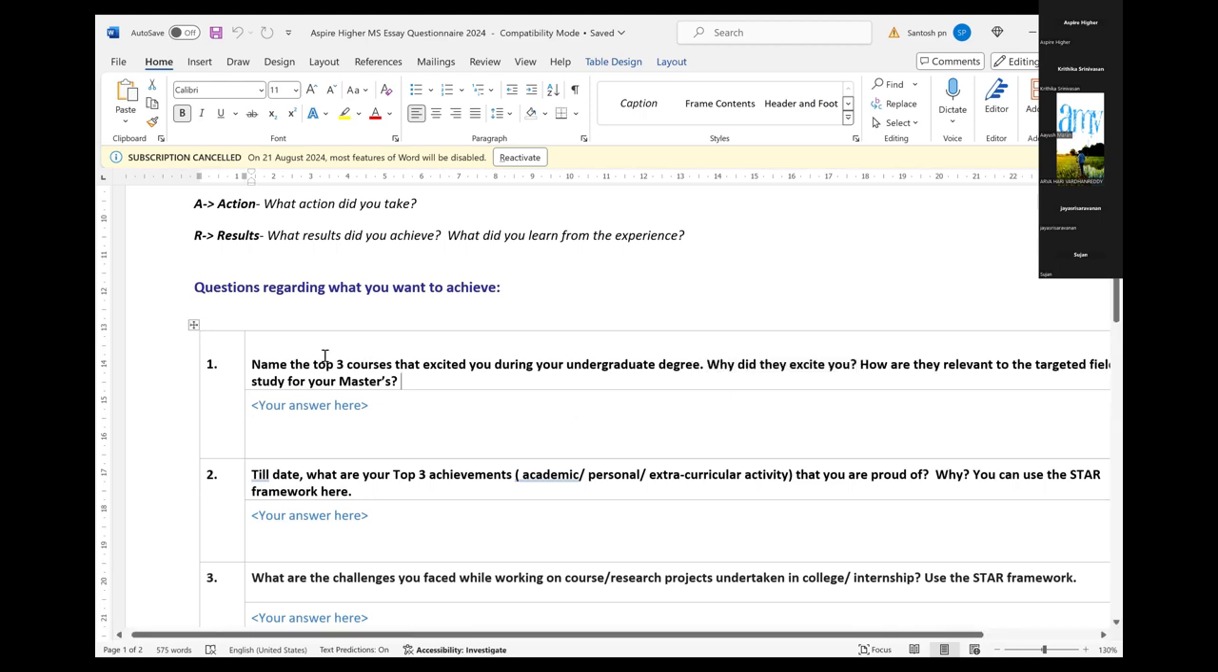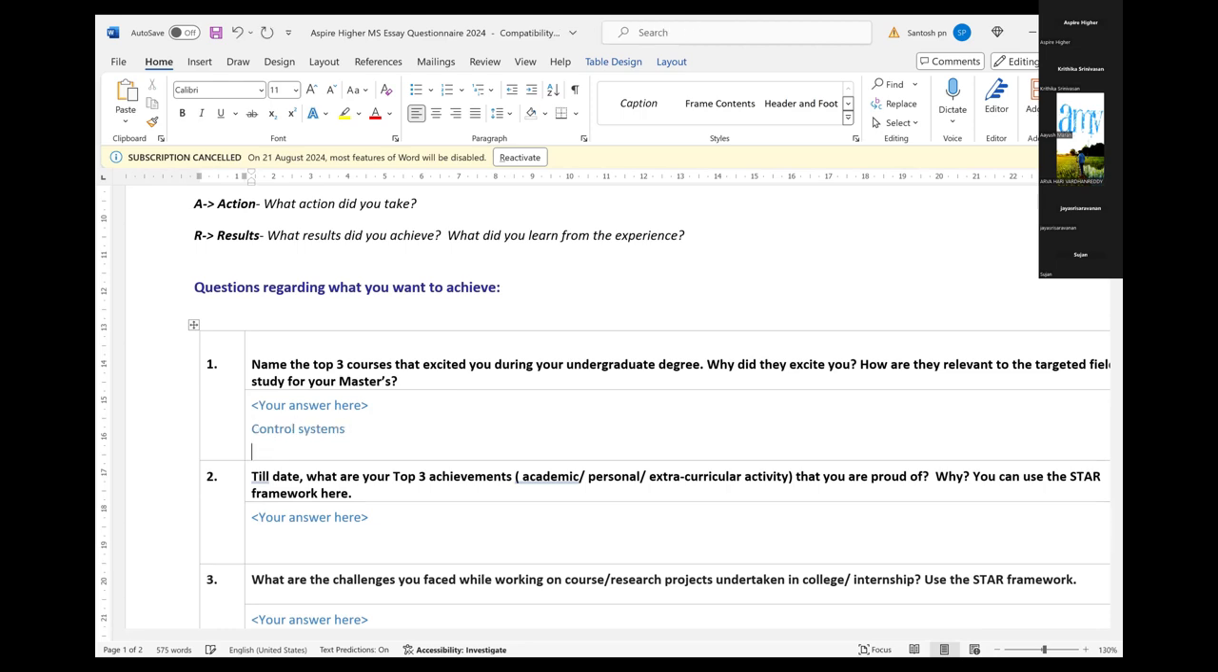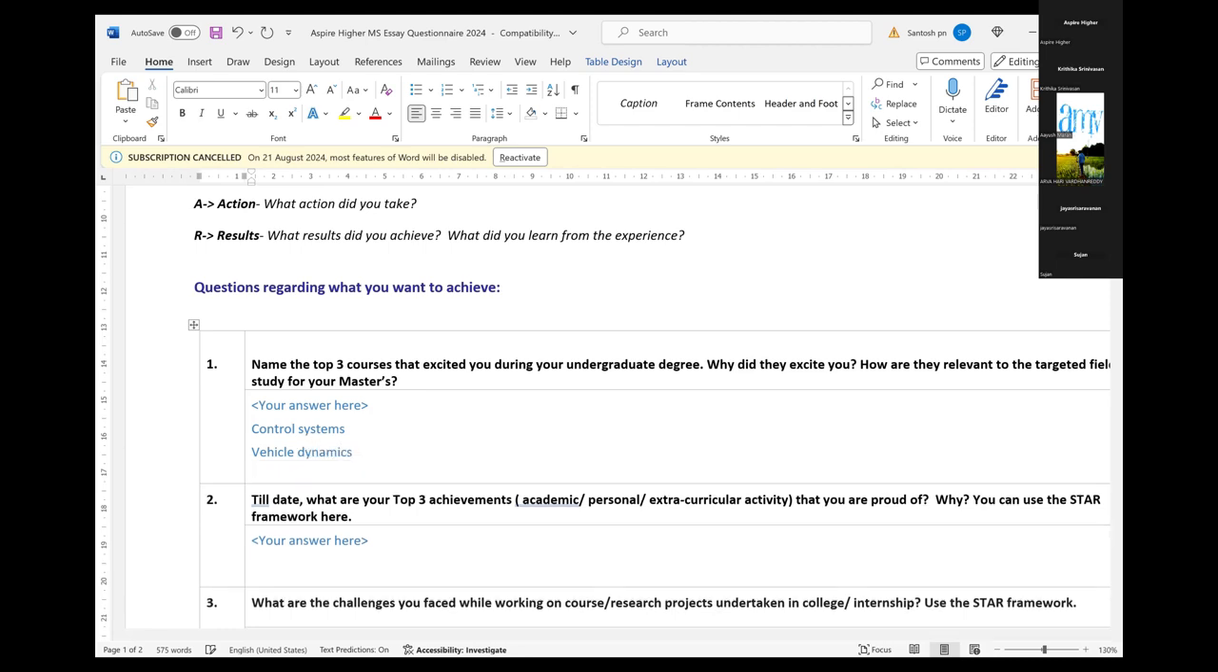So let's say that you know the three courses. I'm going to write control systems. I was really in love with it. I had the most wonderful professor for it. Even now, I don't remember the control system theory, but I remember the professor and how he looked, and even some of the equations he wrote on the board.